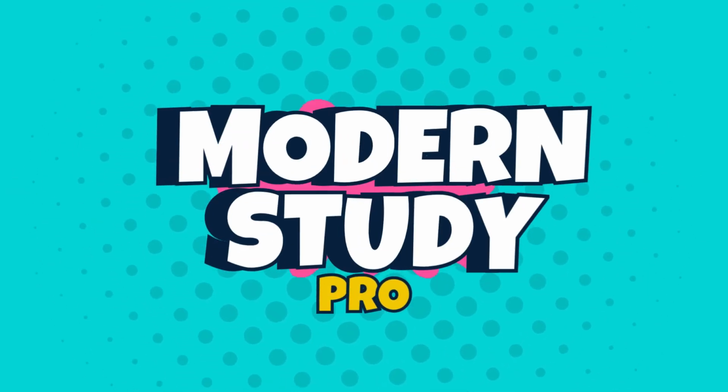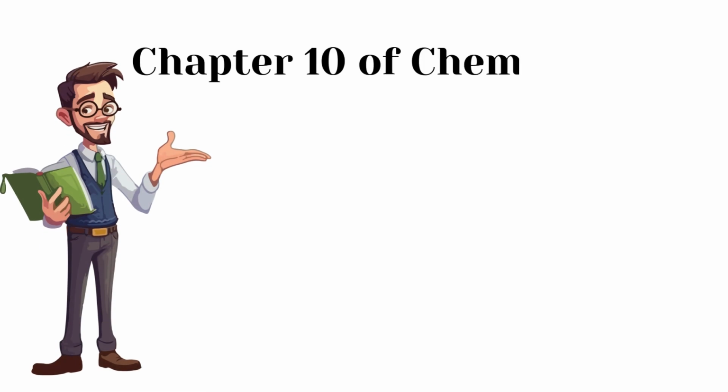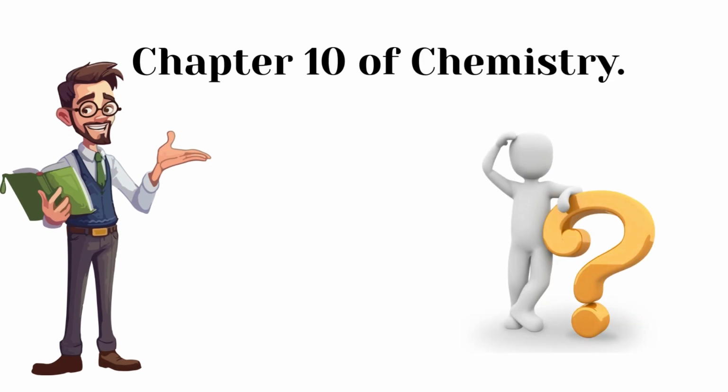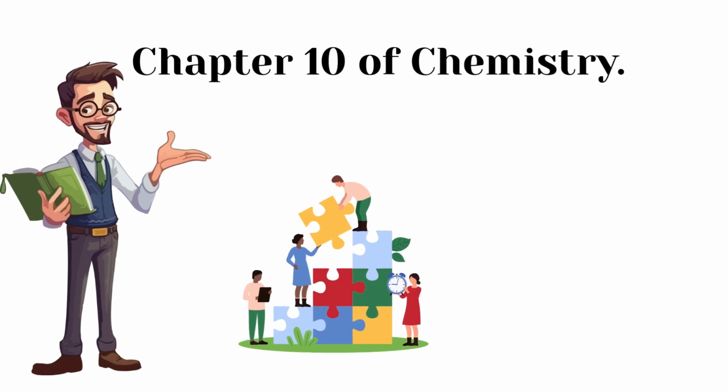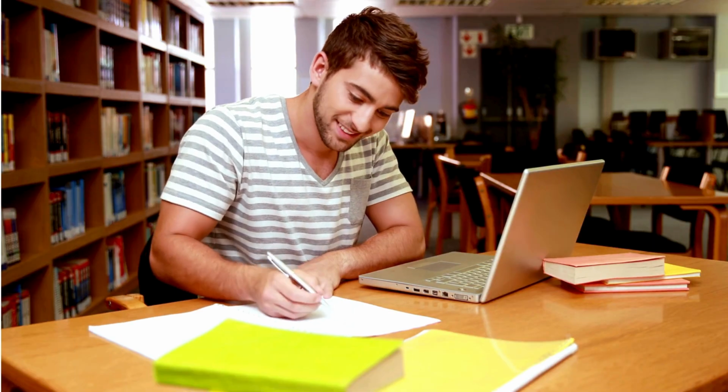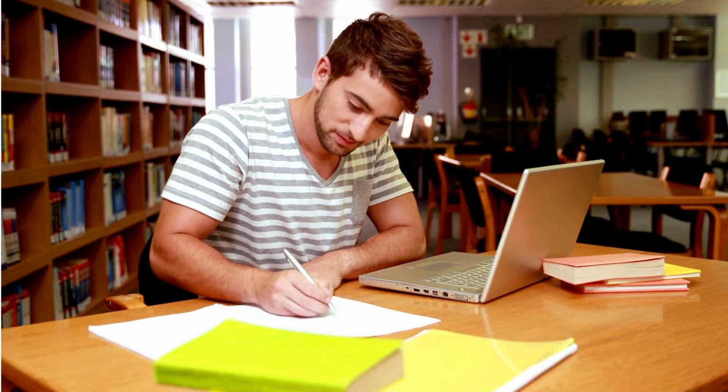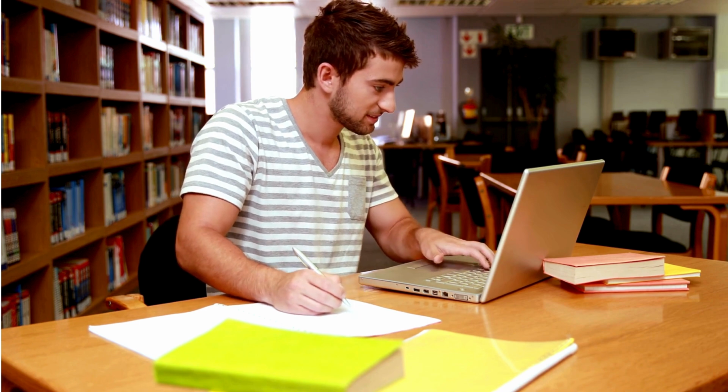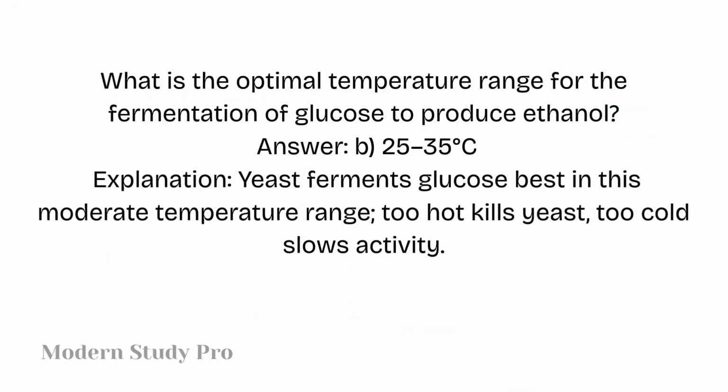In today's video, we'll be studying Chapter 10 of Chemistry. We'll go through all the important concepts step by step in a clear and easy way, so you can understand them better and prepare well for your exams. Let's get started. 1. What is the optimal temperature range for the fermentation of glucose to produce ethanol?